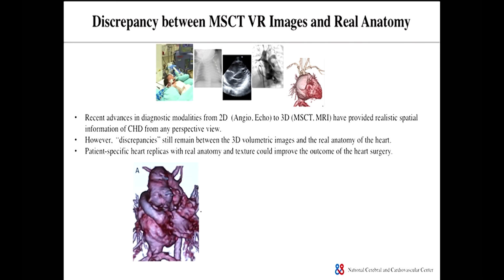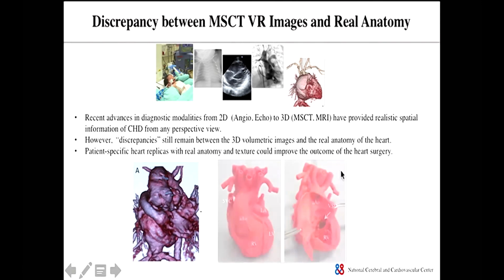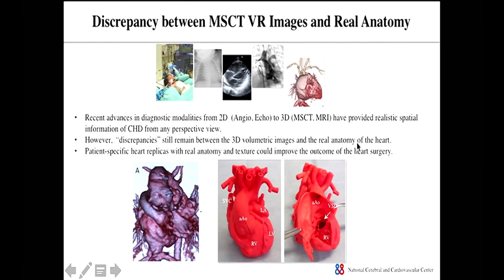This is a very complex DORV patient after the RVP anastomosis of the CT data. It's very hard to imagine the whole image of the heart. But if we use a 3D printing machine and make an outer layer, a real myocardial layer of this case, it is very easy to understand the outer and inner structure of the heart like this.